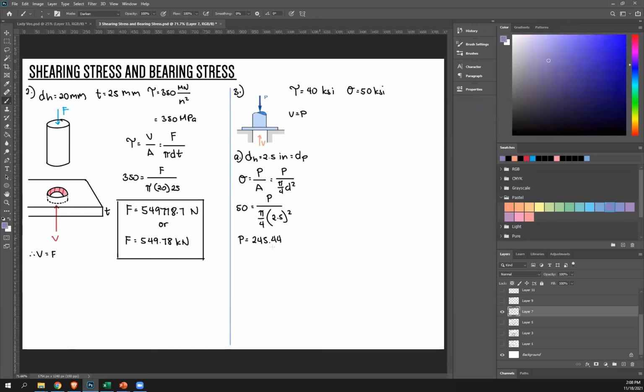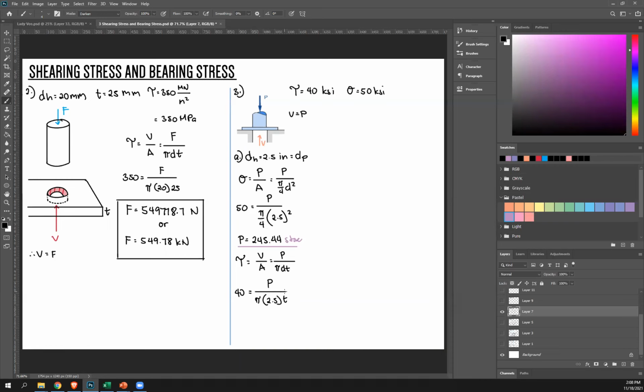Okay, that's just P. So store that in your calculator because we're going to use it later. And now, since I know P, I can finally use the shear stress, V over A. You already know V is just P, P over shear area A. And again, since it's the same scenario as number 2, we know A is pi dt. 40 equals P, which is this, over area, pi, diameter of hole, 2.5, thickness, P.